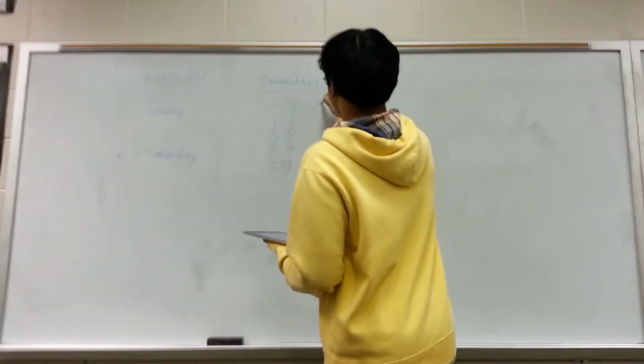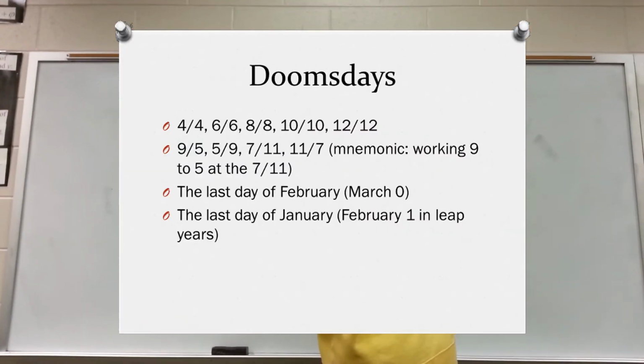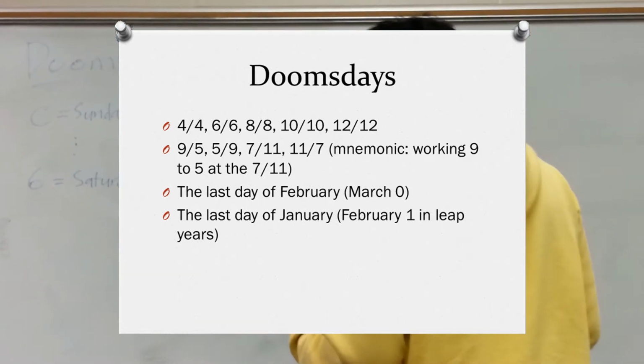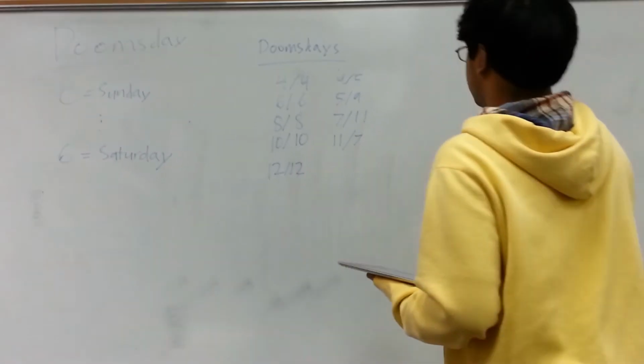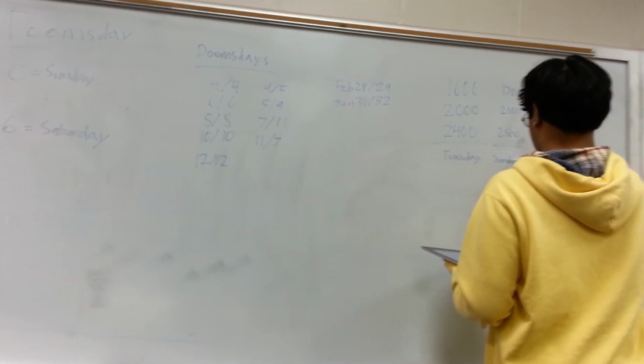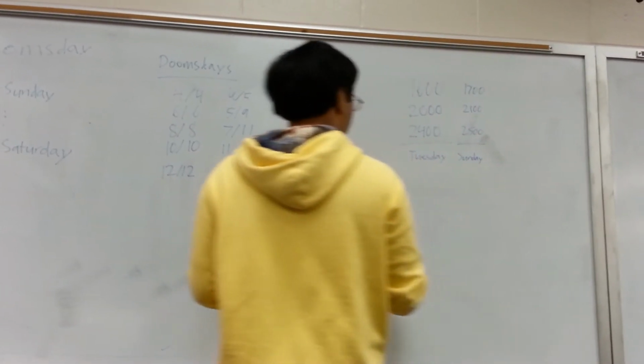These days are known as Doomsdays. As you can see here, these are some Doomsdays. These Doomsdays are found by considering cycles of 7. Now, you may be wondering what day is Doomsday. This varies with every century, since the calendar cycles every 400 years.